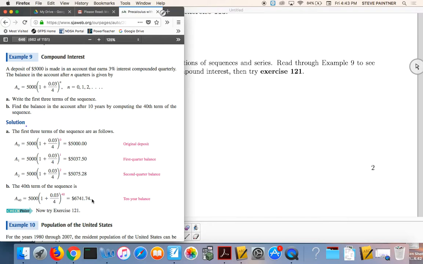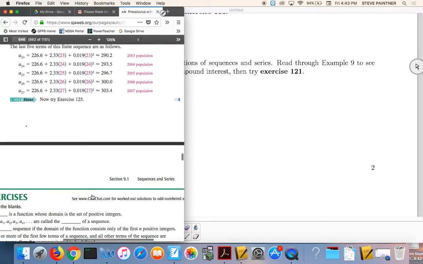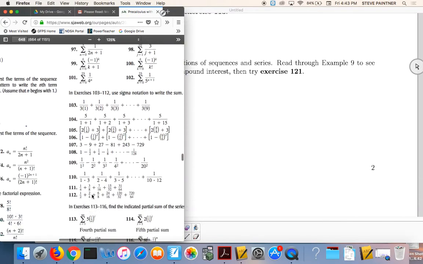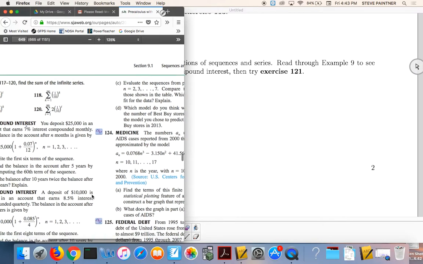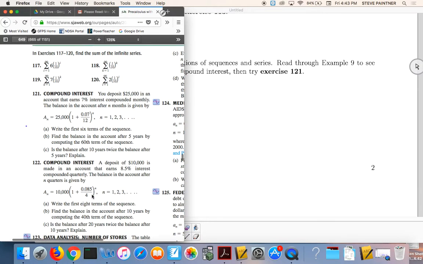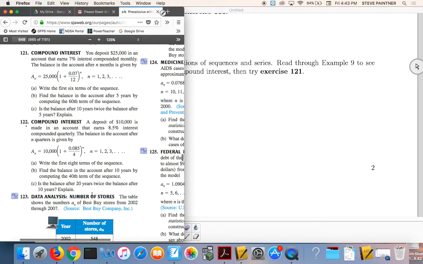So it wants us to try exercise 121 for ourselves. And I believe exercise 121 is just another compound interest activity. So it says here, you deposit $25,000 in an account that earns 7% interest compounded monthly. So instead of being compounded quarterly, we're compounding monthly.